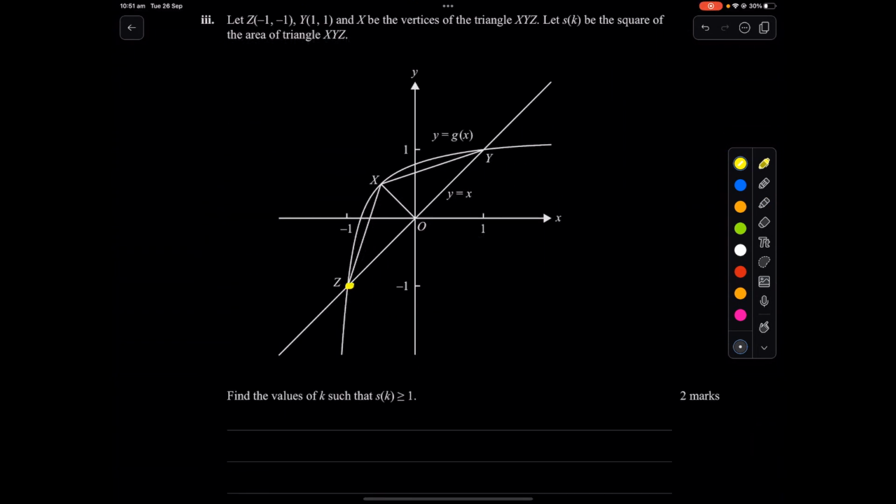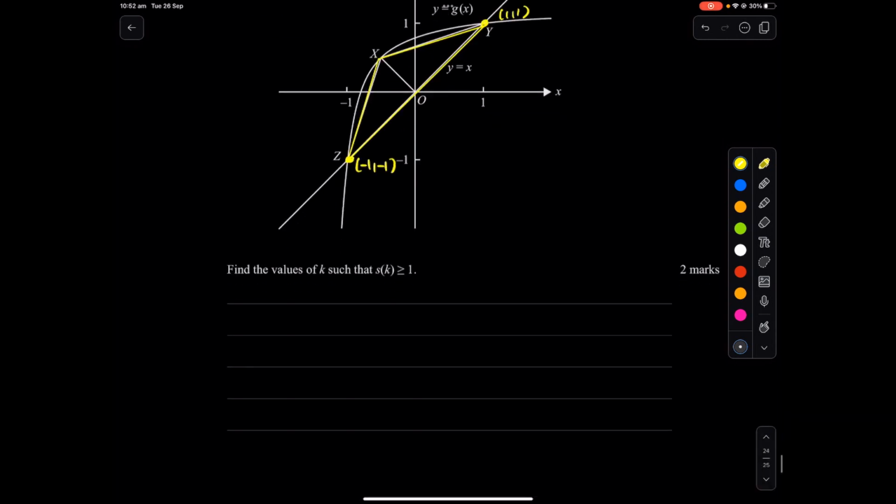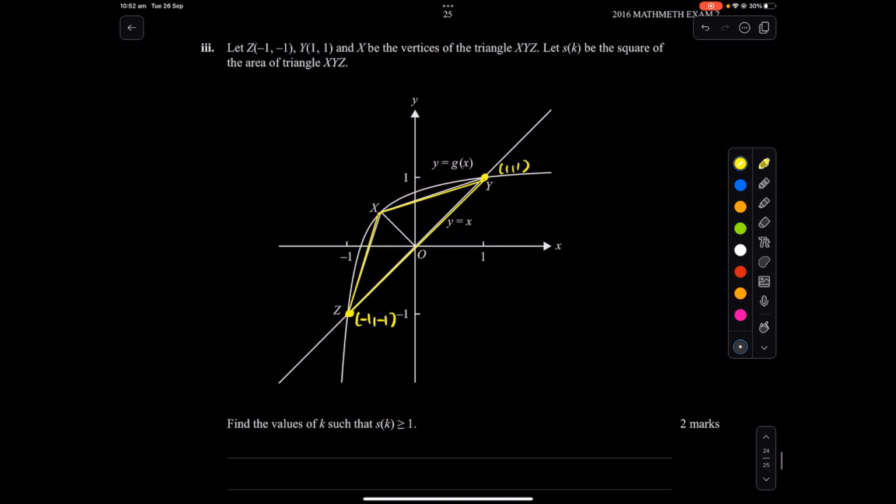Let's see this point here, which is negative 1, negative 1. Let y equal this point here, 1, 1. And x be the vertices of the triangle xyz. Let s of k be the square of the area of the triangle xyz. So this triangle over here, the square of the area is the function s of k. Find the values of k such that s of k is greater than or equal to 1.